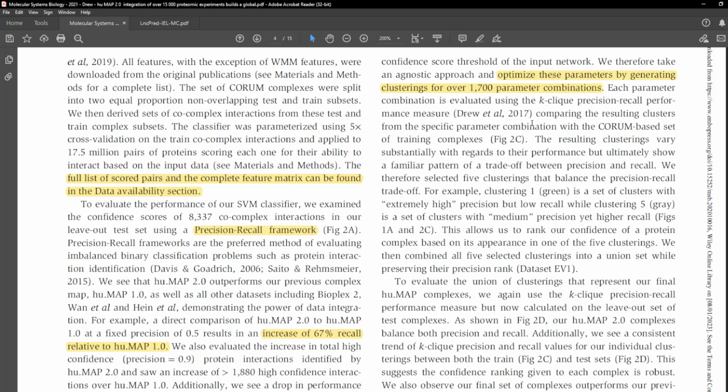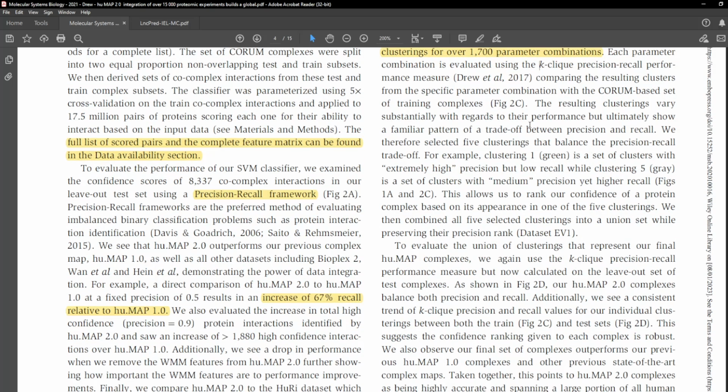The resulting clusterings vary substantially with regards to their performance but ultimately show a familiar pattern of a trade-off between precision and recall. We therefore selected 5 clusterings that balance the precision recall trade-off. For example, clustering 1, green, is a set of clusters with extremely high precision but low recall, while clustering 5, gray, is a set of clusters with medium precision yet higher recall, Figs 1a and 2c. This allows us to rank our confidence of a protein complex based on its appearance in one of the 5 clusterings. We then combined all 5 selected clusterings into a union set while preserving their precision rank, dataset EV1.